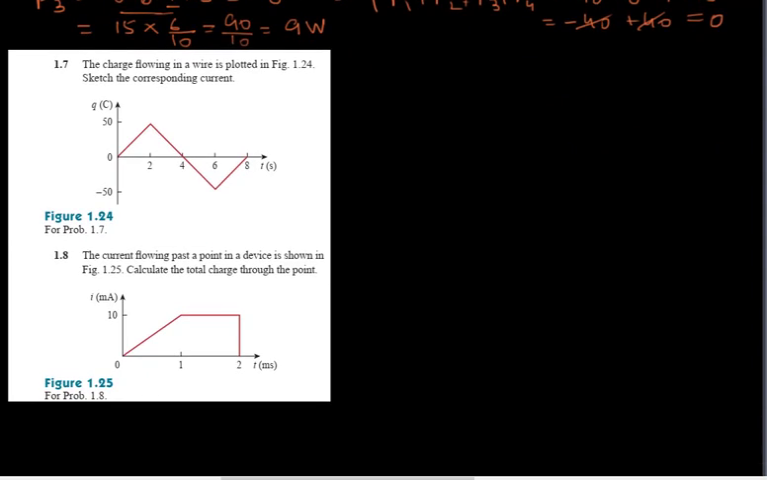Now, let me discuss some other examples also very quickly. So, these are two examples, and in the first one, you are given this graph, which is the charge flowing in a circuit. Remember, note that this is charge, or Q, with respect to time. X-axis is time, and you are being asked to find out the current.